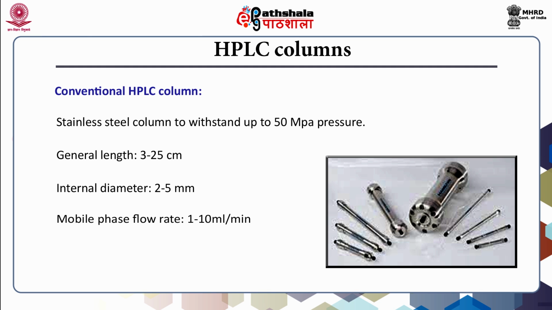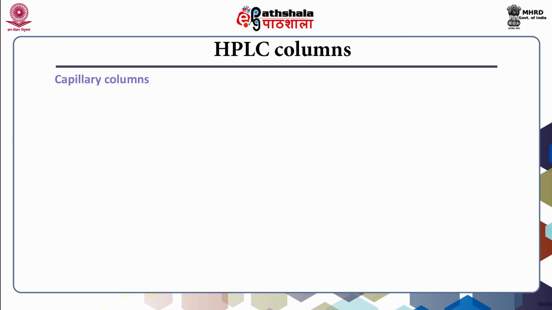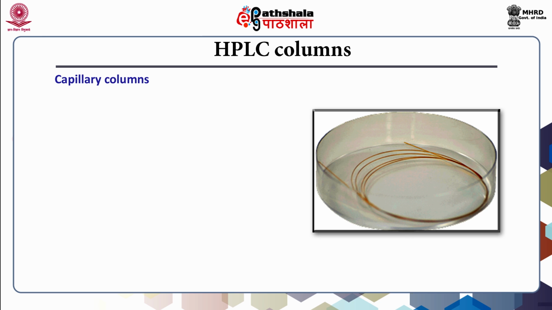Let us discuss the next column format in the next slide. The capillary columns are thin columns. The inner diameter for these columns is 100 micrometer to 1 millimeter, and the flow rate in these columns is very slow, like 0.4 to 200 microliter per minute. These capillary columns are very important, used especially in mass spec and HPLC combination kinds of instruments.